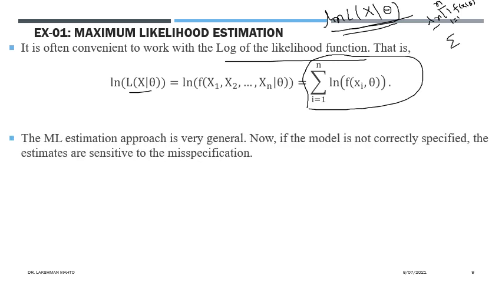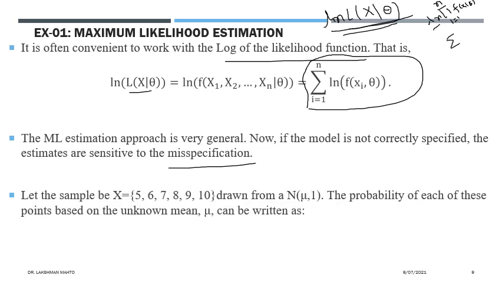So the ML estimation approach is very general. Now, if the model is not correctly specified, then the estimate would be very sensitive to misspecification. If you do not come up with a proper model structure, then definitely your estimate would be very bad. So consider one example. We have a data set, a sample of size 5. Values are there, 1, 2, 3, 4, oh sorry, 6, we have taken 6 values.